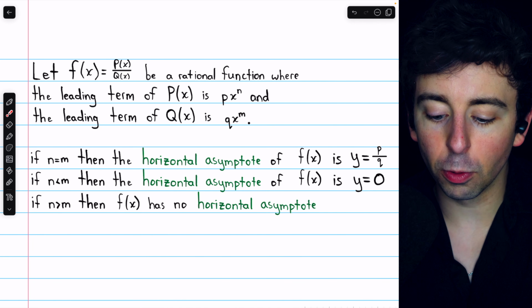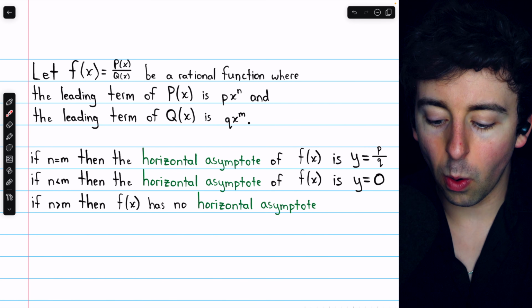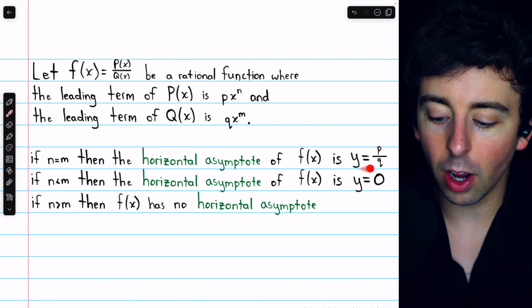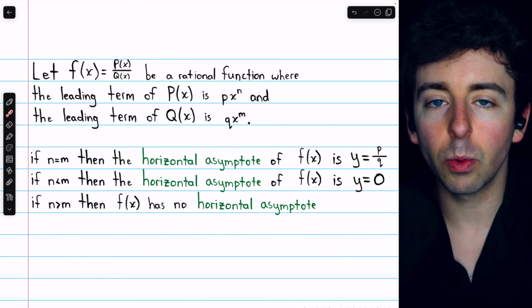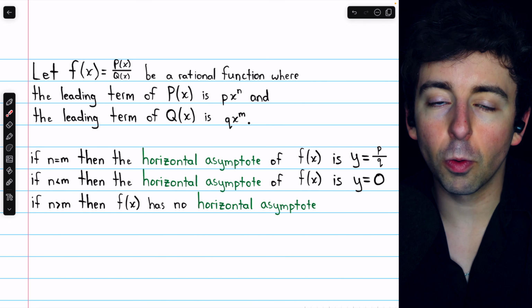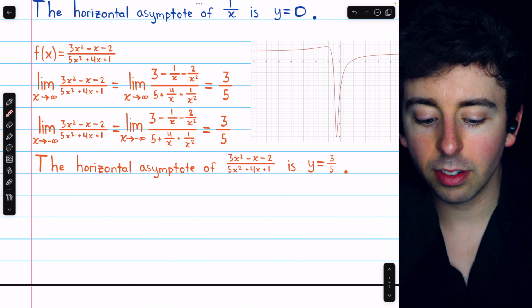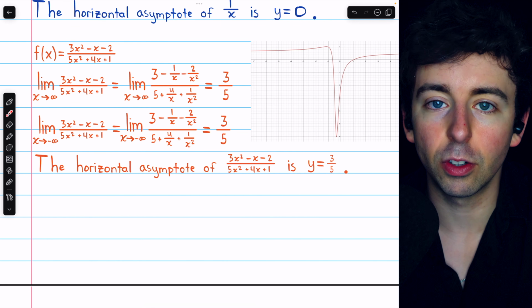Then, if those highest degrees in the polynomials are equal, the horizontal asymptote of the function is just going to be the ratio of the coefficients of those highest degree terms. That's just like we saw in the previous example. The degree of each polynomial was 2, and so the horizontal asymptote just ended up being the ratio of the coefficients of those leading degree 2 terms.